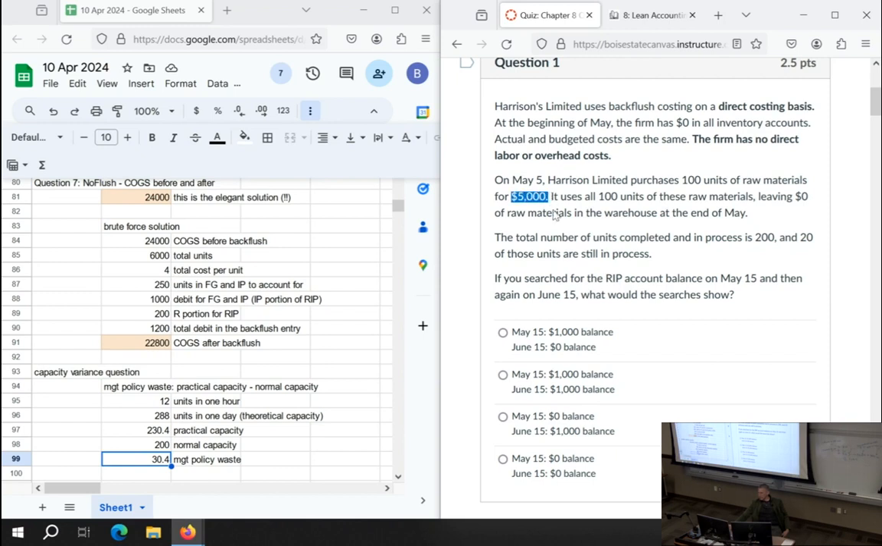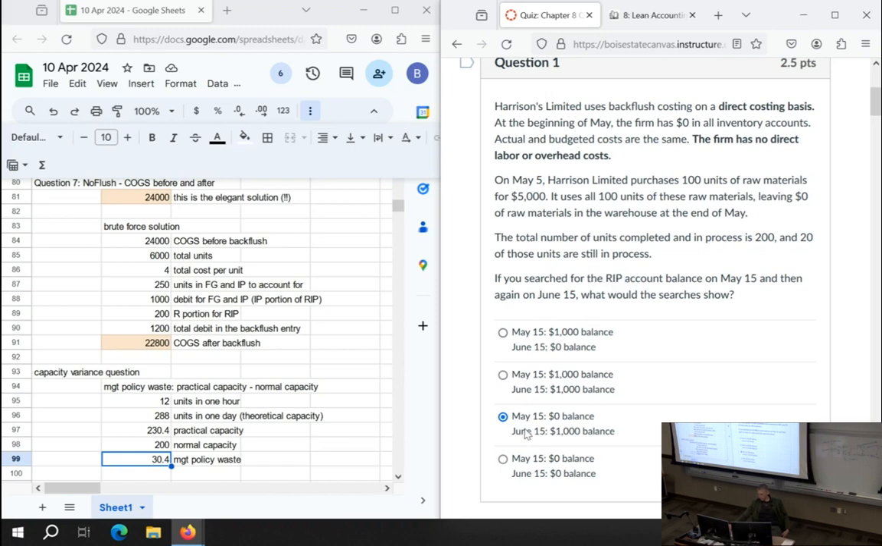If we get this 5,000 and divide it by, oh, there it is. I did make a note. Good. No direct labor or overhead cost. All right, so I know it has to be this one. I know it has to be this one by logic of the timing. Because before the end of May, it'll have the same balance as it had at the beginning of May, which is $0.